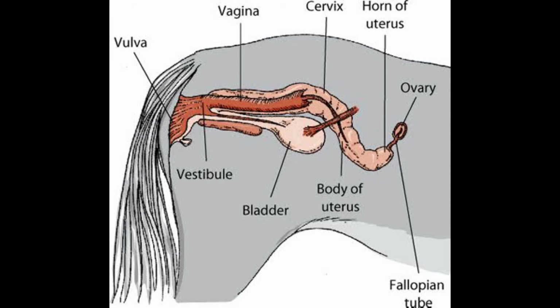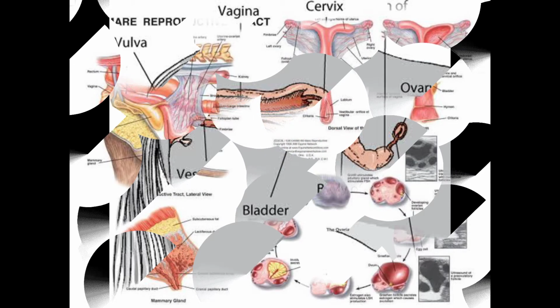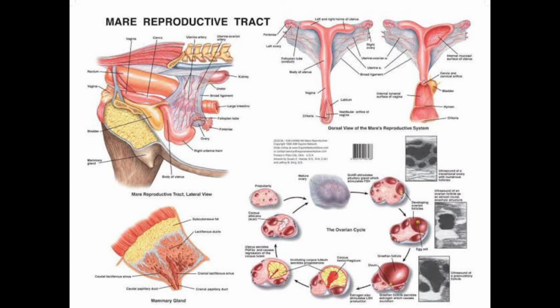Vagina. The vagina consists of a 6 to 8 inches long muscular, mucous membrane lined tube which connects the vestibule of the vulva to the cervix. The vaginal tissues must be extremely elastic and extensible to accommodate the penis in breeding and the foal during birth.